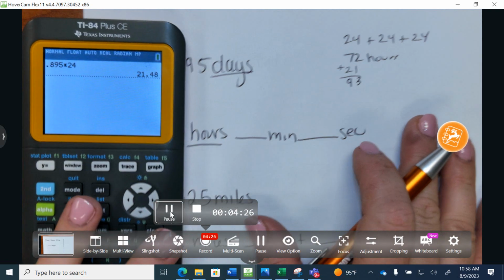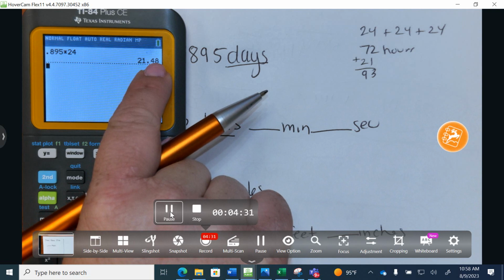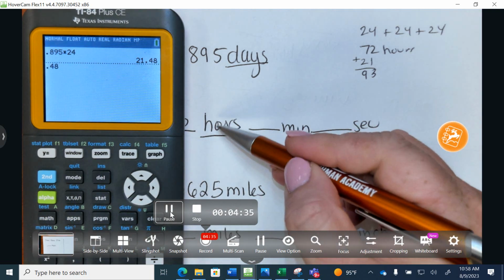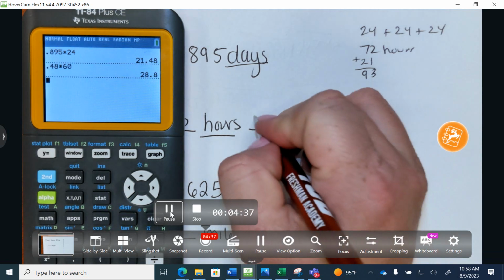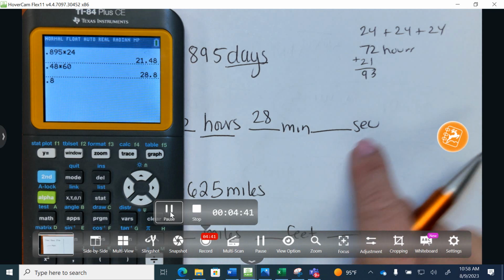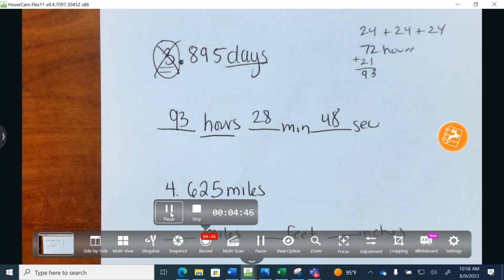93 complete hours. Now, how do I fill out the remainder of this? I look at what's behind the decimal, the leftover part. And I ask myself, how many minutes are in an hour? 60. So there's 28 full minutes. I take the remainder. How many seconds are in a minute? 60. And that's how I get my final answer.